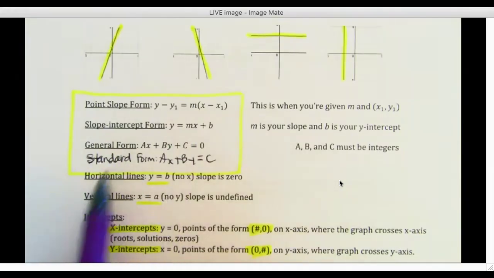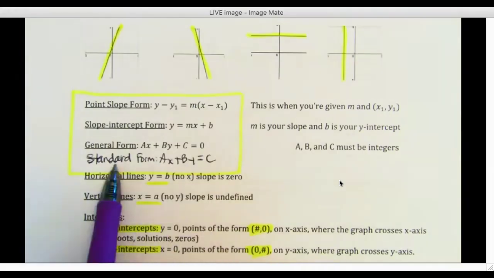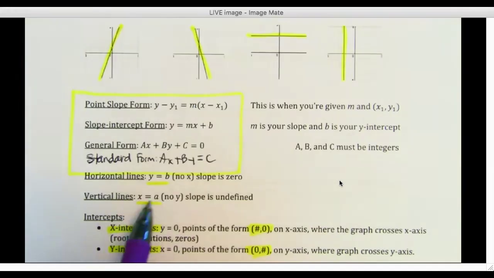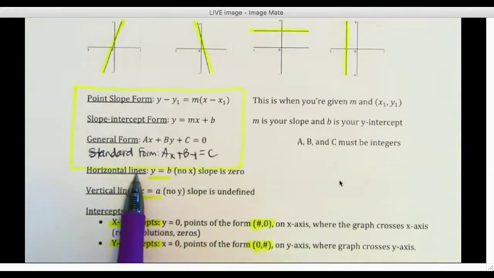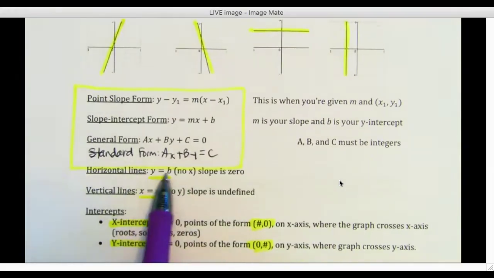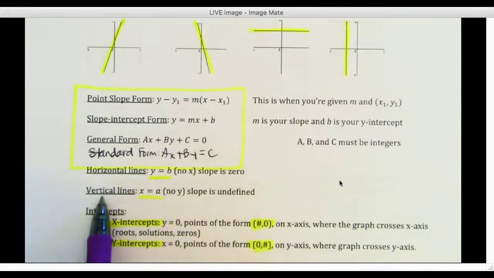General form or standard form, depending on where your constant is, probably see this a little bit more than general form. But these A, B, and C values should be integers, meaning no fractions and no decimals, and where we have the variables on one side and the constant on the other. Horizontal lines have the form y equals and then just some number. There's no x and the slope is 0. A vertical line is of the form x equals a number. There's no y and the slope is undefined.